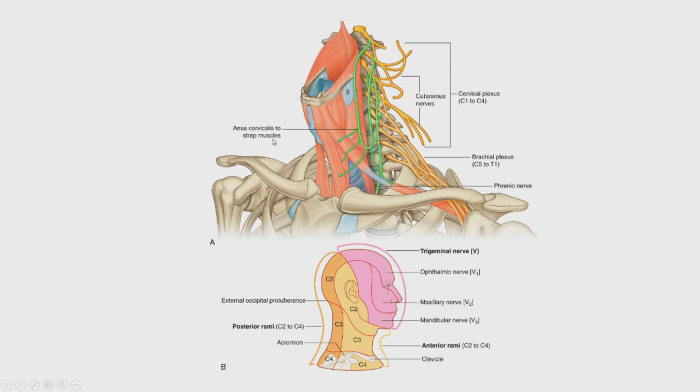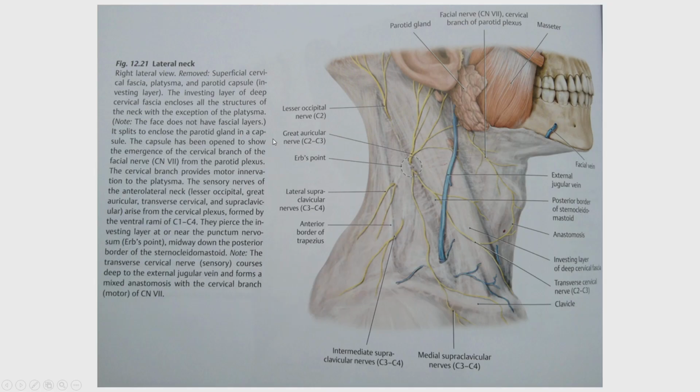Yes? That you have in the lecture. So this is the region where the sensitive branch of the cervical plexus is coming out, and to understand this point, which is called Erb's point, remember this. This is called Erb's point or punctum nervosum, or nerve point, also.